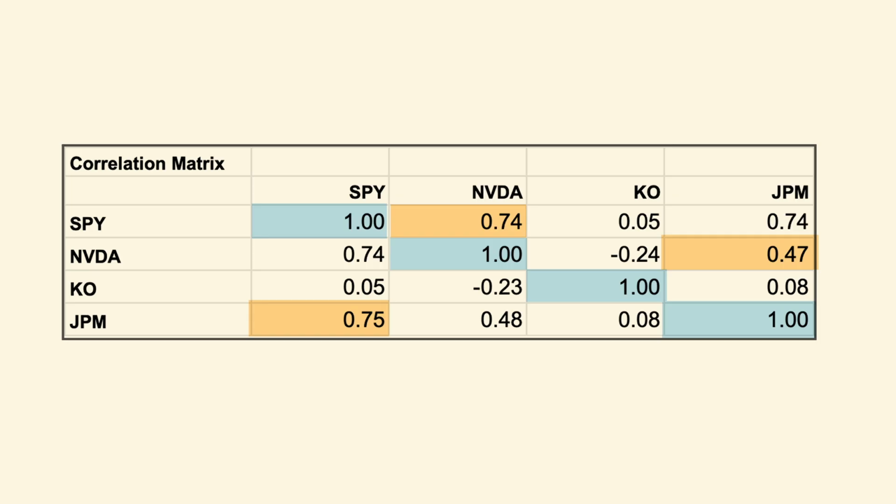Now compare that to Coca-Cola in that period. SPY and Coca-Cola is 0.05, NVIDIA and Coca-Cola is negative 0.24, and JP Morgan and Coca-Cola is 0.08. These values are much lower, and even negative in one case, which tells us Coca-Cola behaves differently from the others.